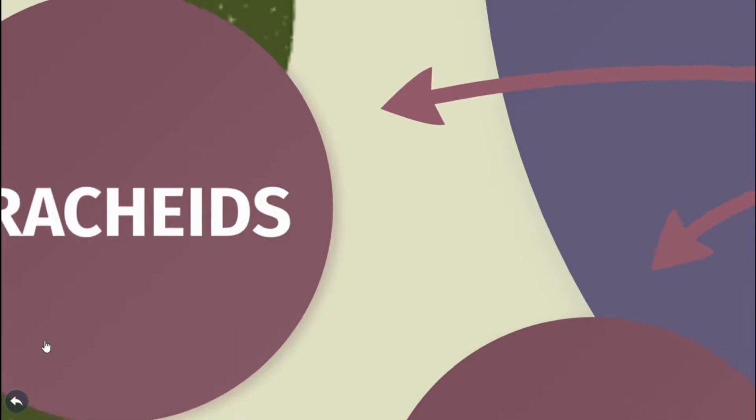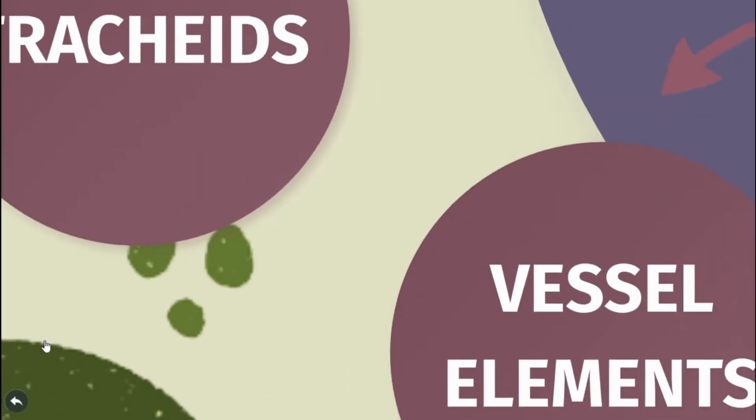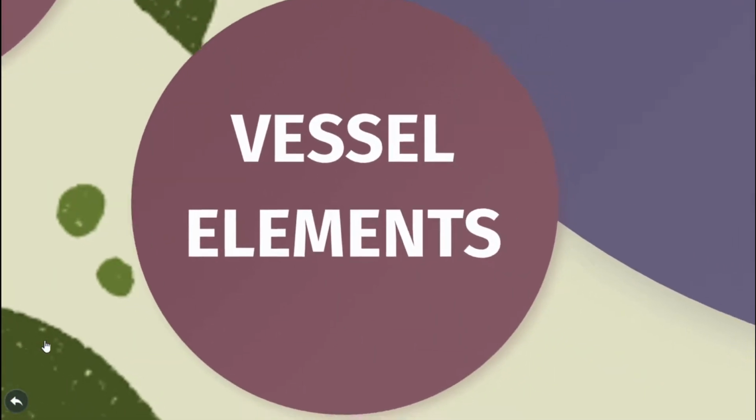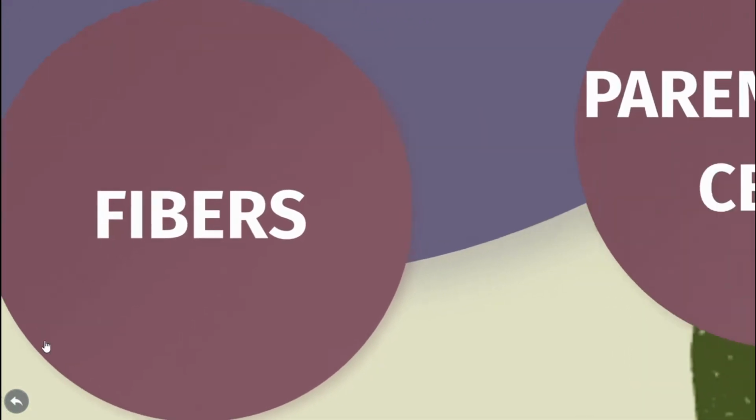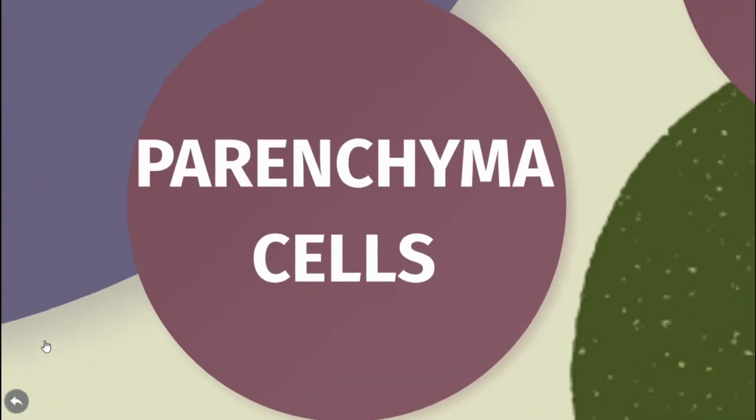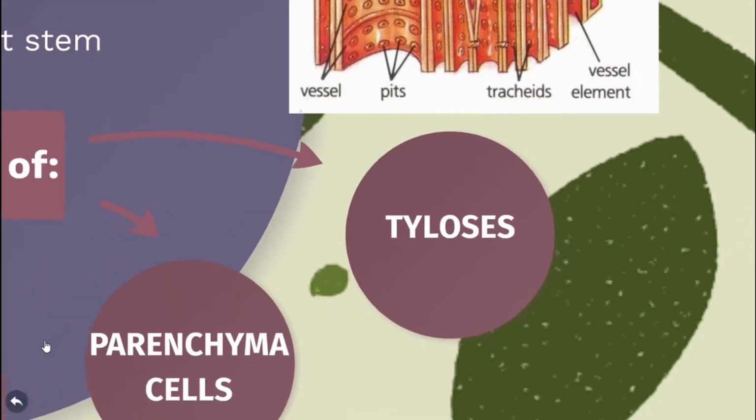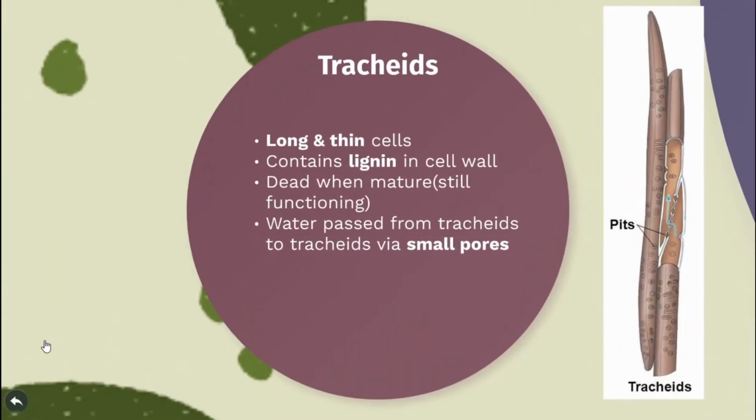Xylem tissue is composed of tracheids, vessel elements, fibers, parenchyma cells, and tyloses. Tracheids are long and thin cells that contain lignin in their cell wall. The cells become dead when mature, but they still function. Water passes from one tracheid to another via small pores between them.